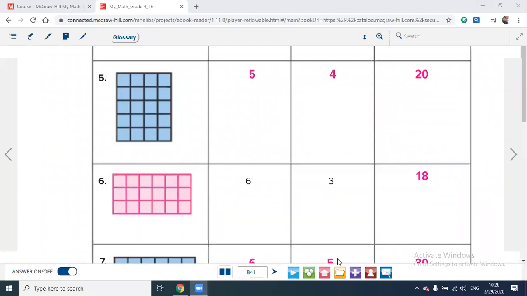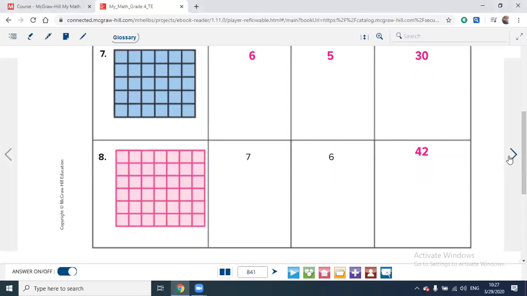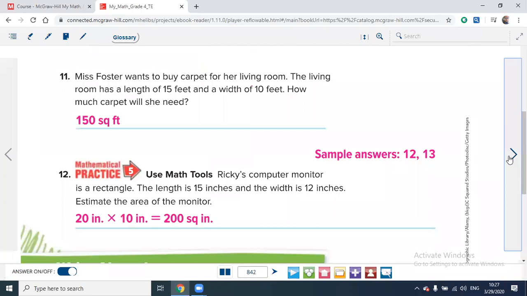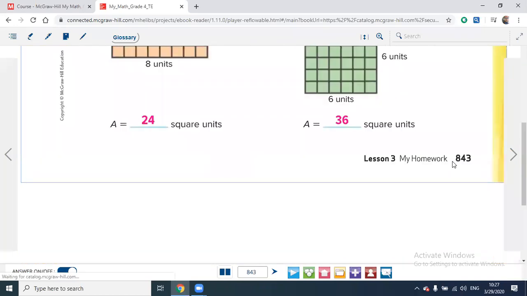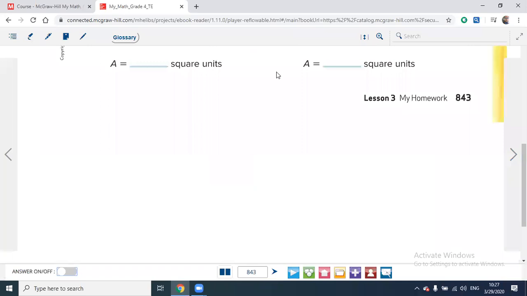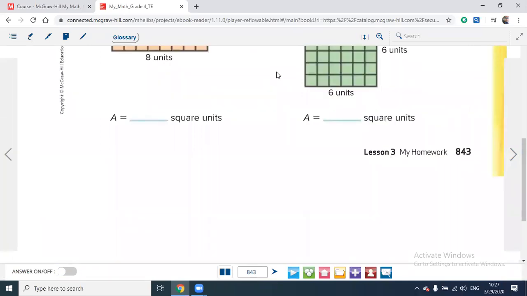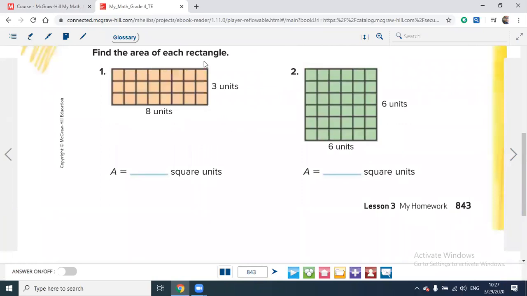It's too easy a lesson. Just count from inside how many square units are inside the shape. Okay. Let's go to page 843. Can you do it yourself, please? Page 843, numbers 1 and 2. Can you do it by yourself? Find the area of each rectangle. Write your answer in the chat.